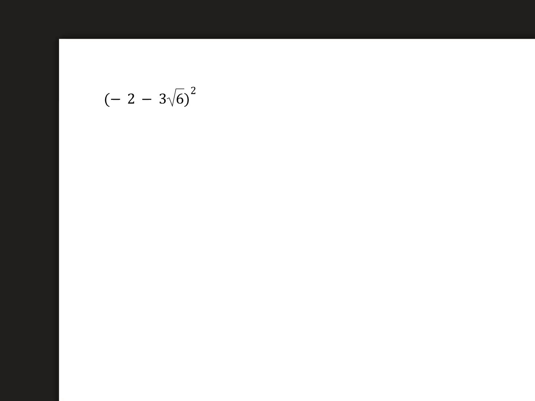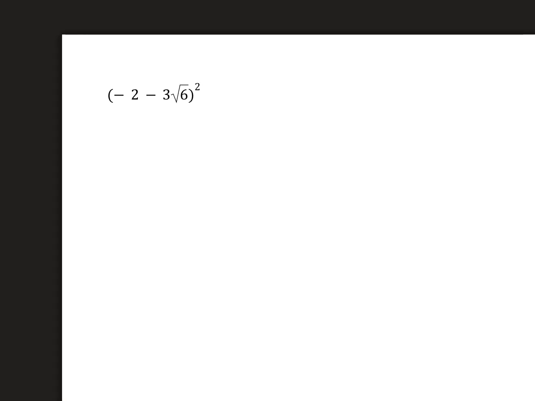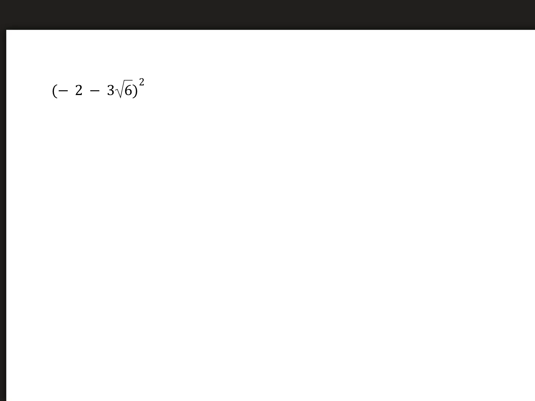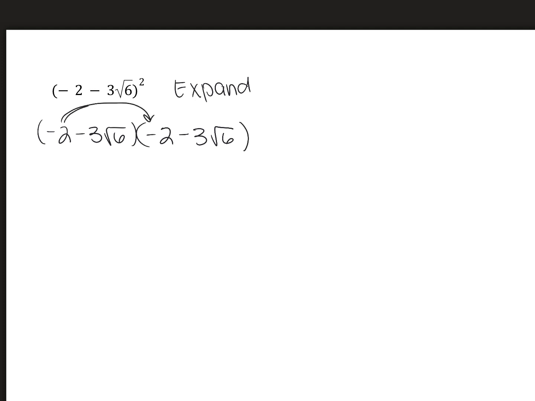Now we're going to an example where we have to use that expand rule that we talked about with polynomials. So we have -2 minus 3 square root 6 squared. So I have to expand this first. So it's going to become -2 minus 3 square root 6 times -2 minus 3 square root 6. Now I'm going to do the exact same thing as the last example. Everything in the first set of parentheses multiplies to everything in the second.